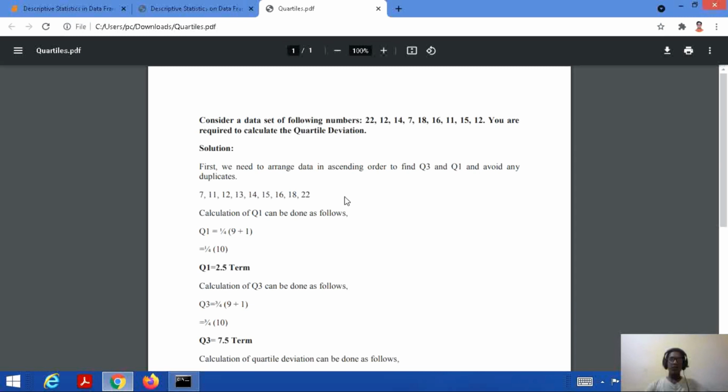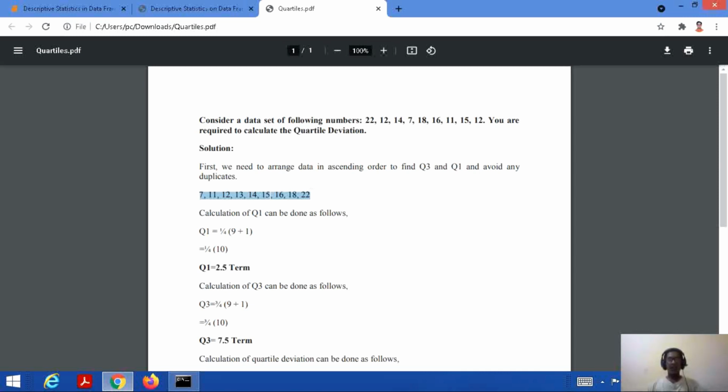Q1 equals 1/4 (9 plus 1). What does this 9 plus 1 mean? 9 is the number of data points. So it's actually a formula. Why are we taking 1/4? Because this is the first quartile. So it is 1/4 (9 plus 1). After getting the value of Q1, it's the 2.5th term in this particular data. In this data, it's the 2.5th term that will be our first quartile.